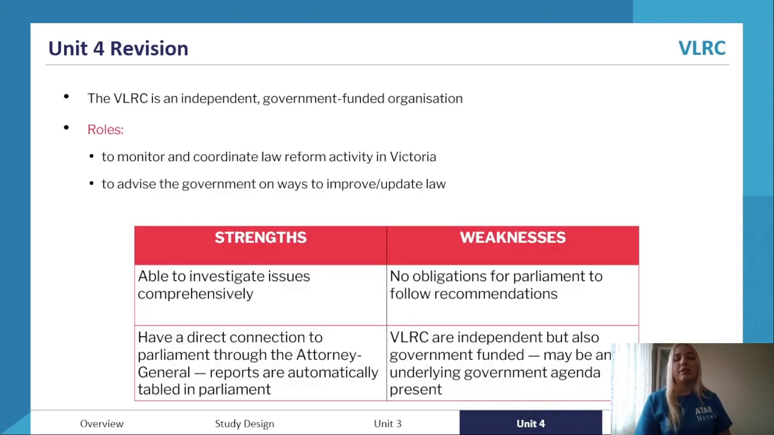You also need to know about the VLRC. We know it's an independent, government funded organization. And yes, those two terms do contradict. It monitors and coordinates law reform activity in Victoria only at state level, and advises the government on ways to improve or update the law through investigations that are very comprehensive and very similar to royal commissions in a nutshell, because there will be a lot of financial investment.